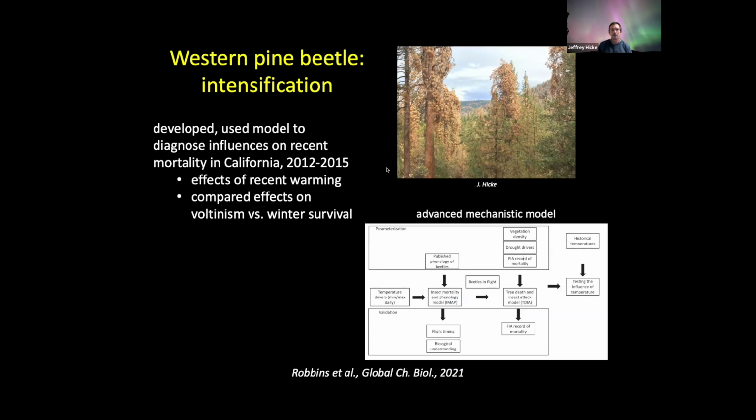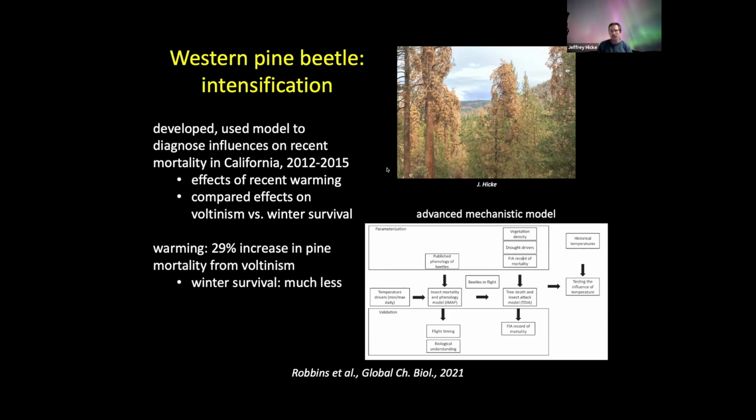So not only climate, but something about the stand structure and tree information and susceptibility, and encapsulated this all in this nice model that they then used to test two different things. One, they looked at the role of recent warming, that is during this drought period, compared to the temperatures earlier in the 1900s. And then they assessed which of the two influences of warming were most important. That is, one on voltinism and the second on winter survival.